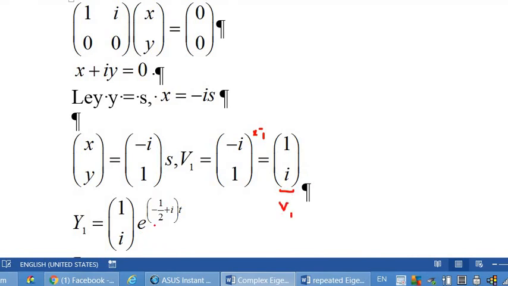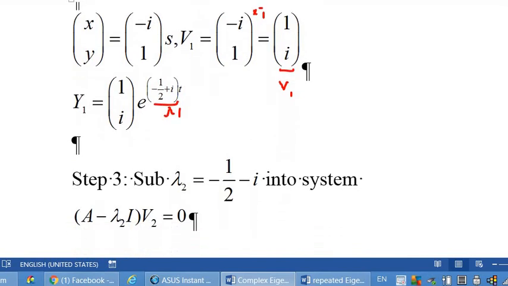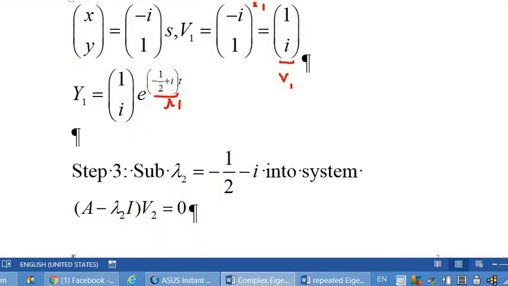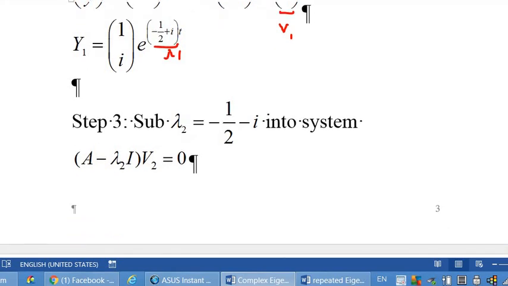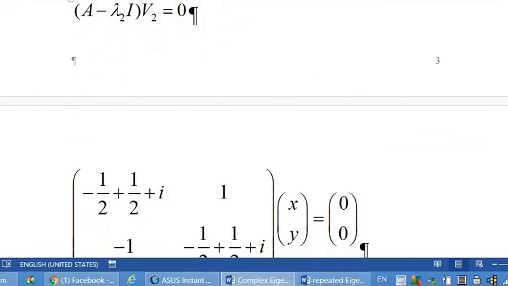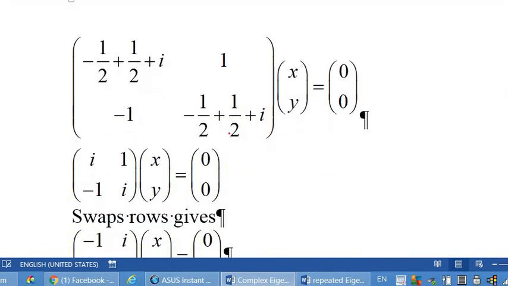Multiply exponent, this one is your lambda 1 t. Step 3, substitute the second eigenvalue lambda 2 equal to negative half minus i into the system: A minus lambda 2 I, v2 equal to 0. We'll use this one. Simplify it, we have i, 1, negative 1, i. This one cancels.